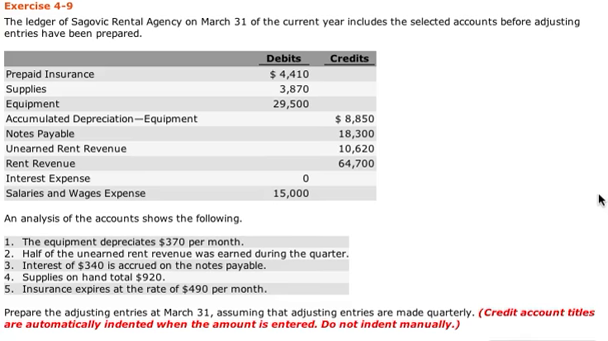Let's demonstrate exercise 4.9, how to journalize adjusting entries. The ledger of Sagovic Rental Agency on March 31st of the current year includes the selected accounts before adjusting entries have been prepared. You can see the prepaid insurance and supplies, and here are their balances.